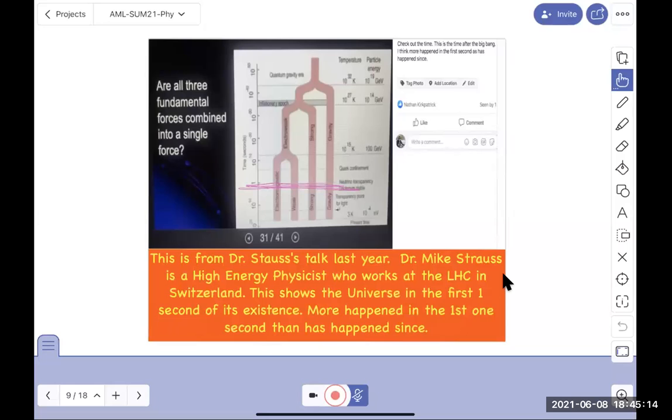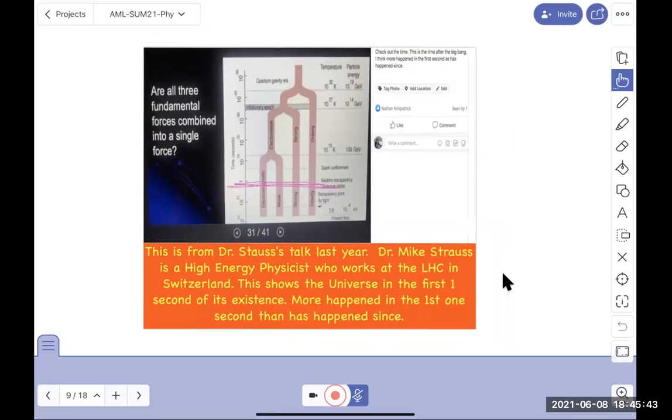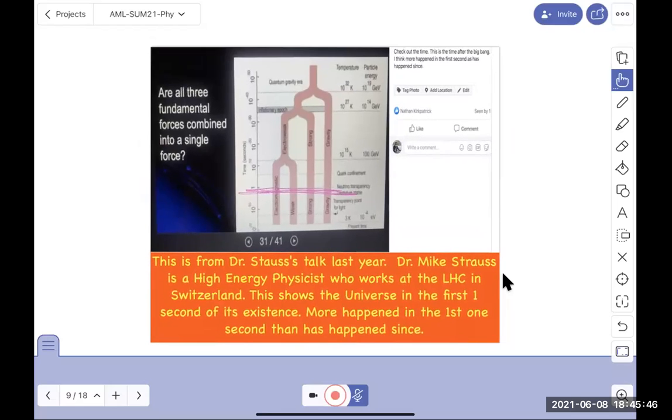By the time 10 to the negative 20th seconds went by, all the forces were already broken up into the 4 fundamental forces. So what the Large Hadron Collider tries to do, essentially, underground in Switzerland, is it tries to go back to the Big Bang. It tries to take us back to when all the forces were one. And that's basically what they're studying. They're studying the beginning of time, because that is when time started, at least for our universe.